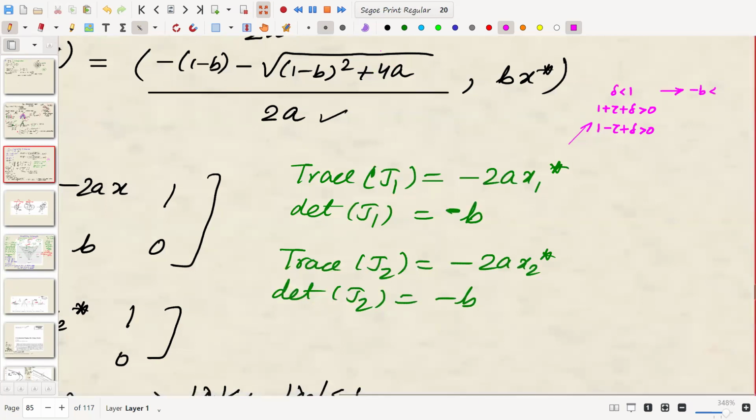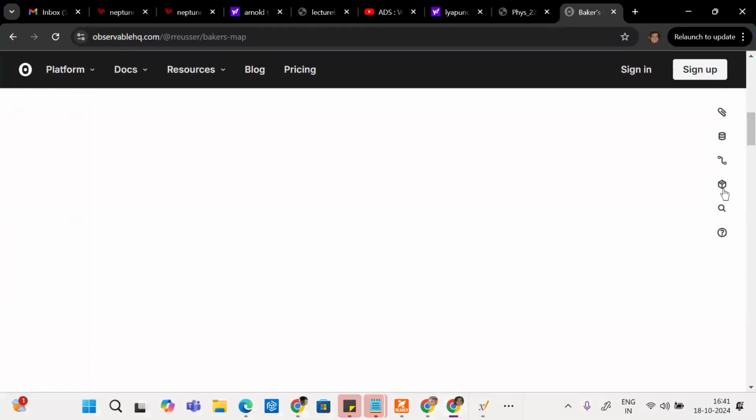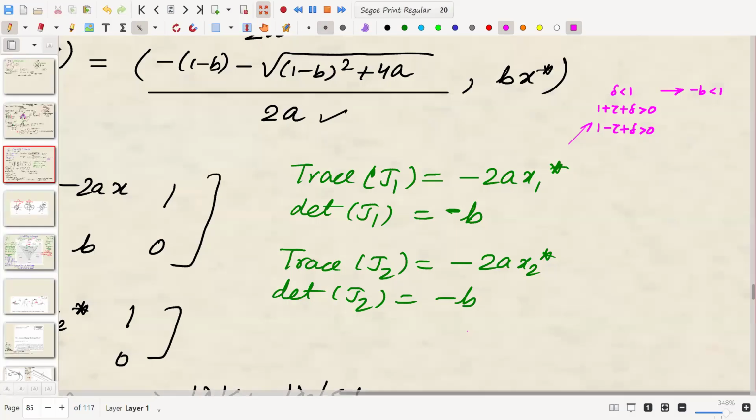Minus b is less than 1. Oh no, this happens with me always. Minus b is less than 1. Can you tell me this value? 1 minus tau is 2a x1 star. Look here at the values. Delta is minus b. This should be greater than 0. From here, what do you get? 1 plus 2a x1 star minus b greater than 0.